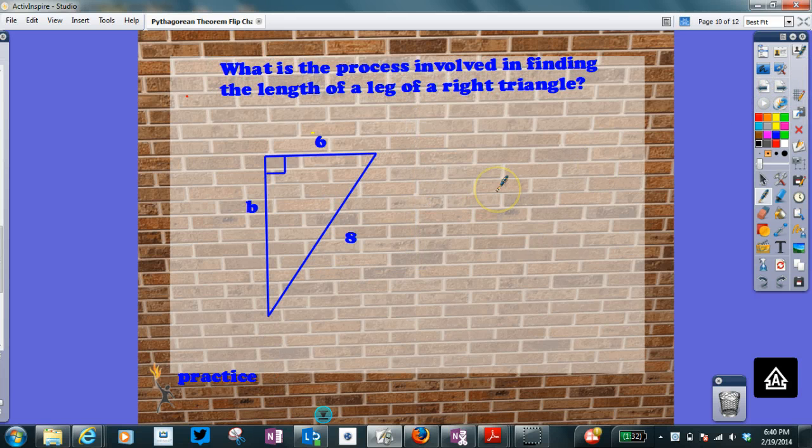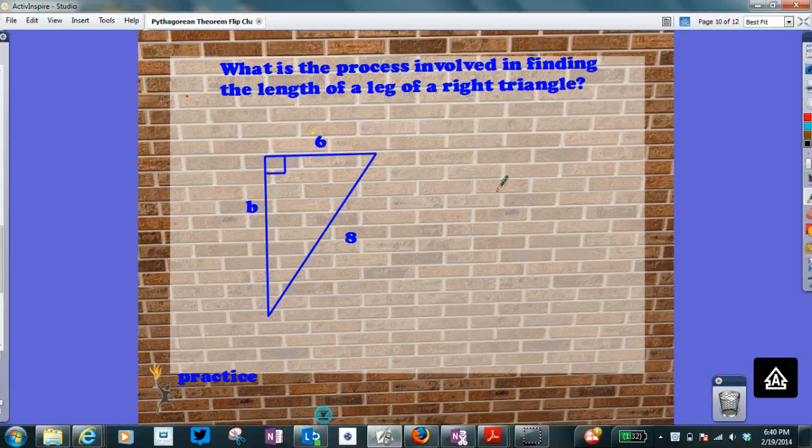So again, here's another practice one. I want you to work this one out and see what you get. All right, what you should come up with is 5.3. If you come up with 5.3, we're in great shape. If not, then we need to rework it again.